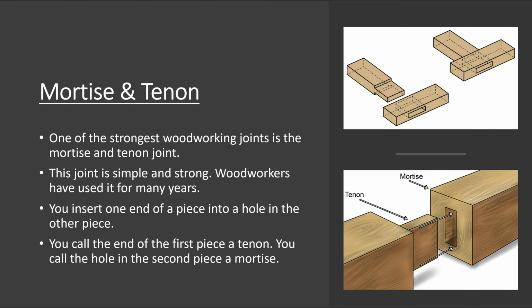Okay, and then we have our mortise and tenon. This is one of the strongest woodworking joints. It is simple but strong, and woodworkers have used it for many years. You insert one end piece into a hole in the other piece, and you call the end of the first piece a tenon, and you call the hole in the second piece a mortise.